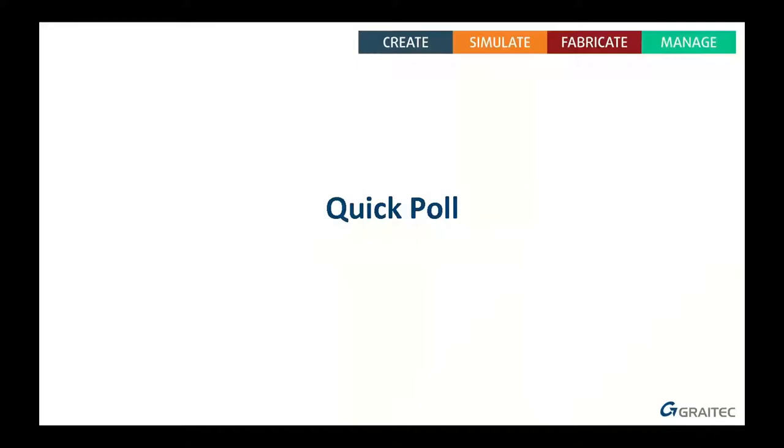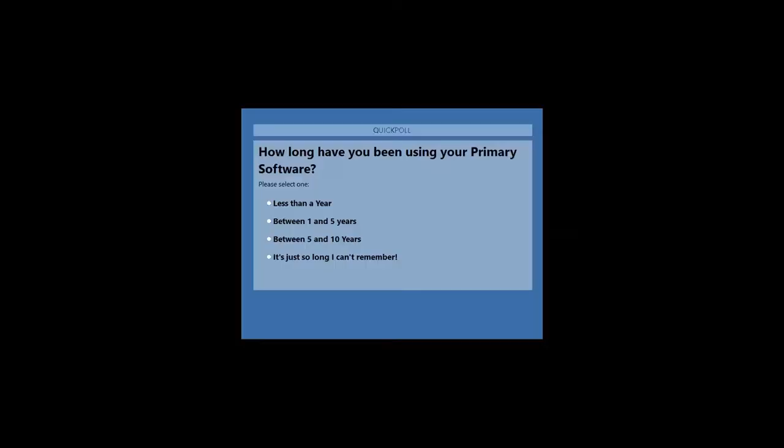I'll hide that. Okay, let's get an idea of how long you've been using your primary software. Are you new to using Revit or AutoCAD? Have you been using it less than a year? Between 1 and 5 years? Maybe you've been using it quite a while, between 5 and 10, or it's just so long you can't remember or don't care to remember. Anything above 10 years, basically. Just plonk yours in there.